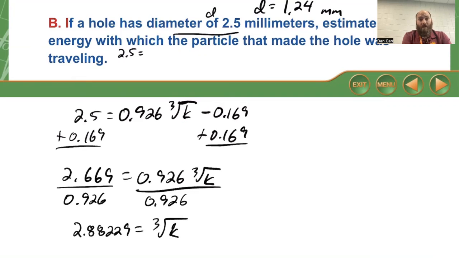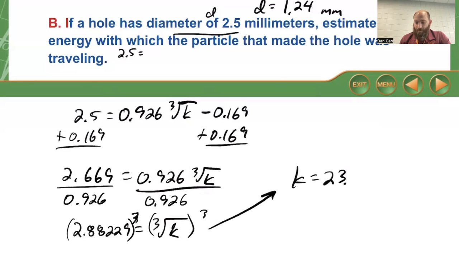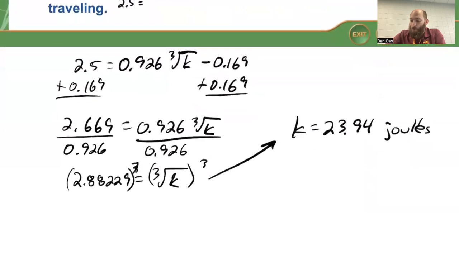Okay, so the big key here is, how do I undo a cube root? We undo it by cubing both sides. We raise both sides to the 3rd power. Okay, so when I do that, I'm going to get my answer for K. So I'm going to raise that to the 3rd power there. And my K for my energy is going to be 23.94 joules.